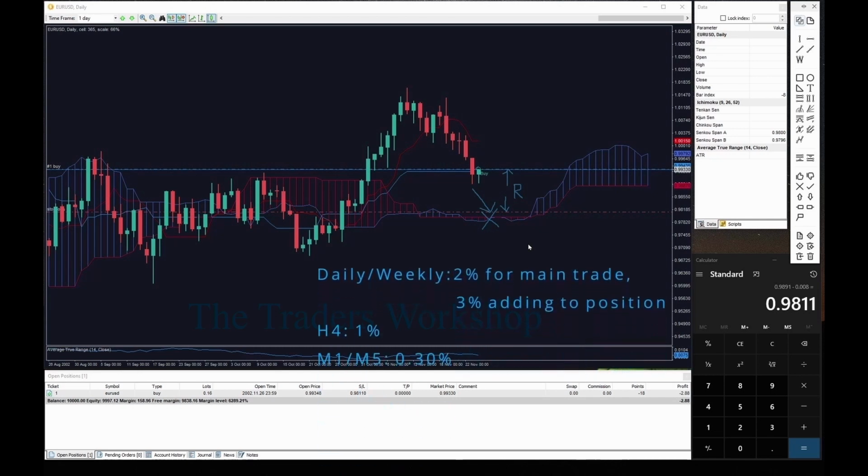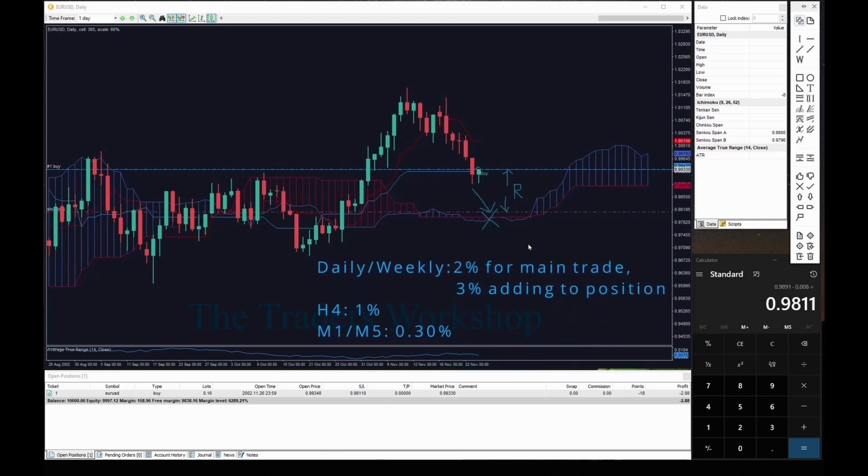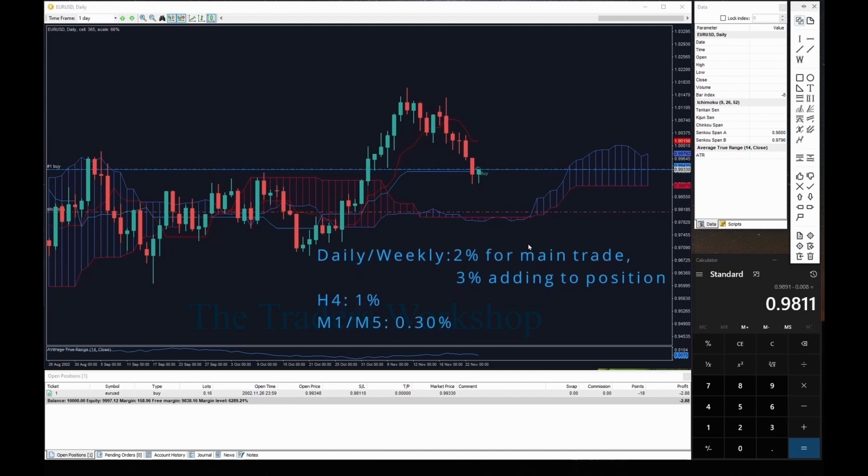If I trade the daily and the weekly chart, I will be risking 2% on the main trade, and 3% if I add to a position. For the 4-hour chart time frame, I risk only 1%, and if I scalp the 1-minute or 5-minute chart time frame, I only risk 0.30% of my equity on any one trade. In this way, I have a very rigid money management strategy to protect my capital. More explanation about adding to position later.